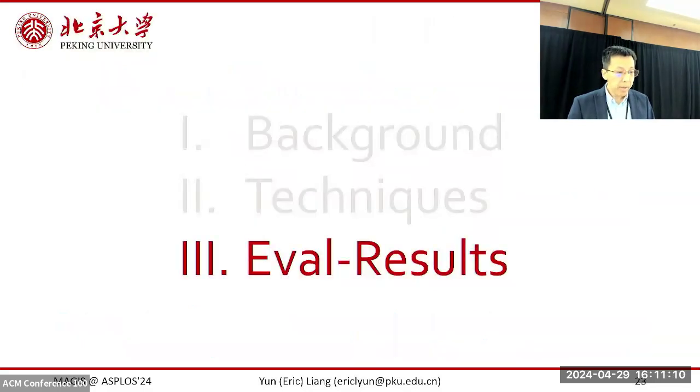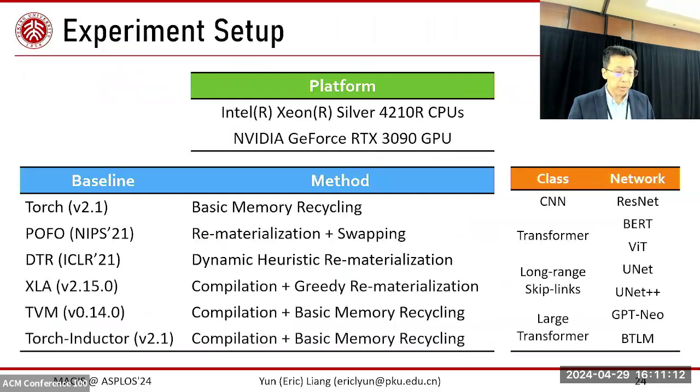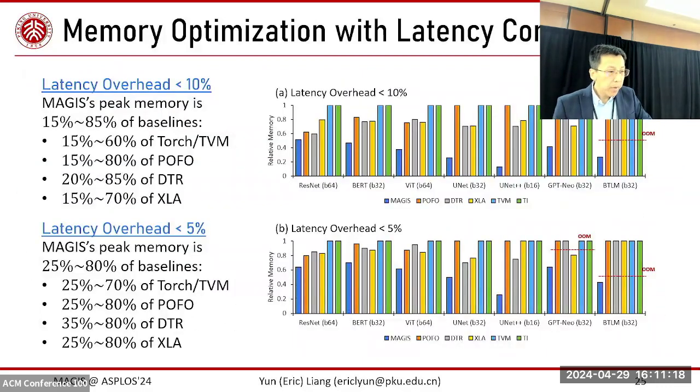Now I will present the evaluation results. We tried 2 platforms, compared with 6 baselines, and tried 7 networks. First, for the latency result, given a latency overhead of less than 10%, MAGIS's peak memory usage is only 15 to 85% of the baseline. If we set the latency overhead to 5%, the peak memory usage is only 25 to 80% of the baseline.